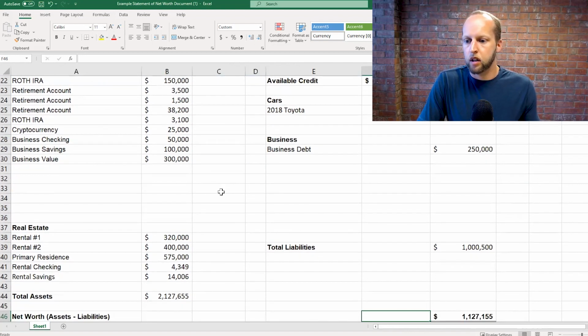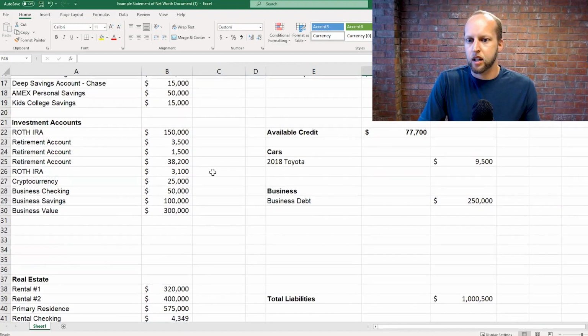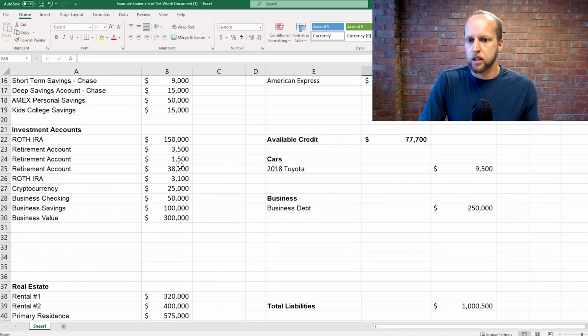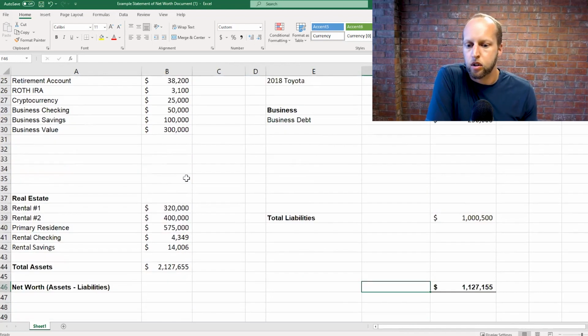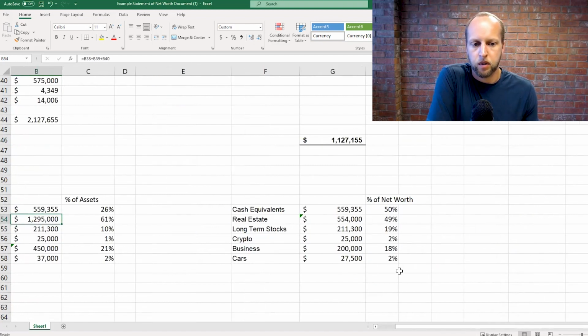And then a couple other additional things that I've added to this document. This is helpful in terms of basically breaking down cash equivalents, real estate, long-term stocks, crypto, business, cars. So this will show percent of assets, and that will basically take these items and show you, hey, if you broke it down, we've got 1.2 worth of real estate, so that's 61%. And then over here, it basically does the same thing for net worth. So you can see some of those numbers there.